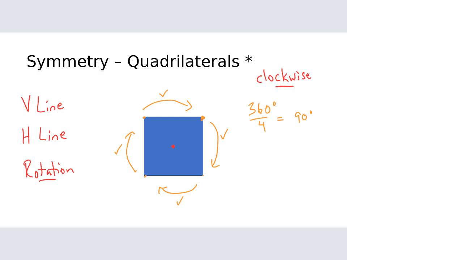And so now that I know each turn is 90 degrees, to go from here to here is a 90-degree turn. What is the next place where I would have rotation symmetry? I would have rotation symmetry if I rotate 90 degrees clockwise. What's the next smallest number that would give me rotation symmetry? Because it has it at 90. What's the next smallest number that it would have rotation symmetry?